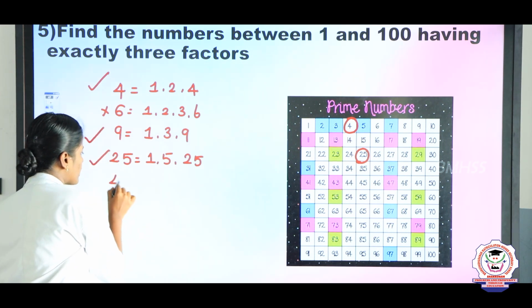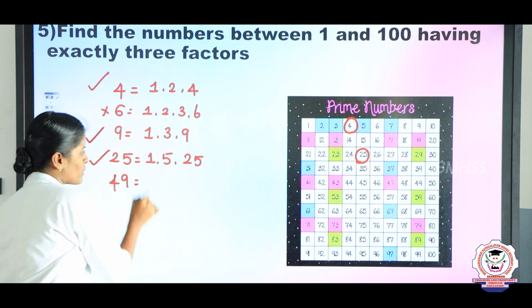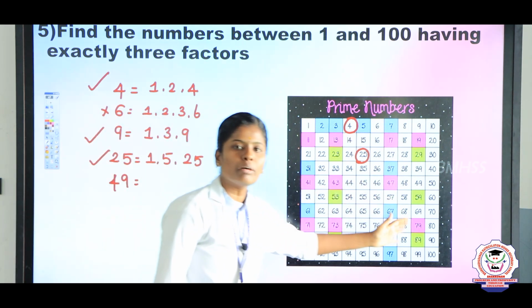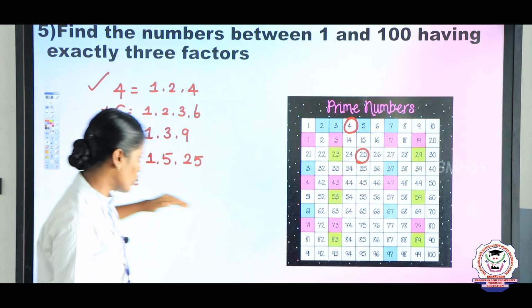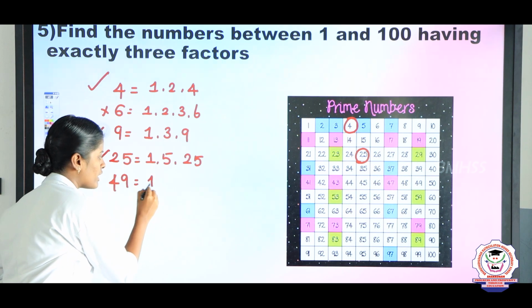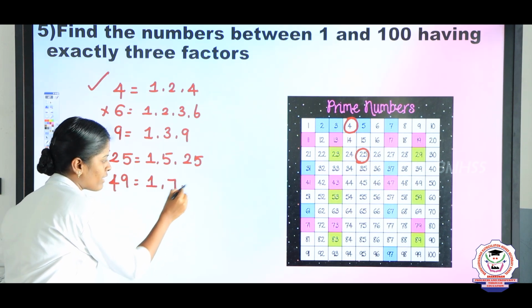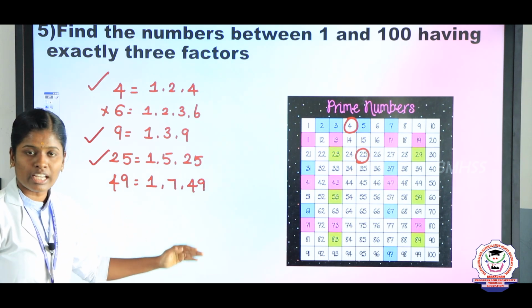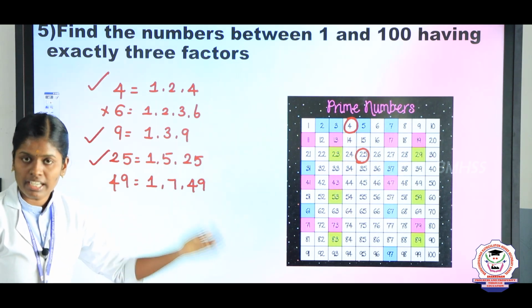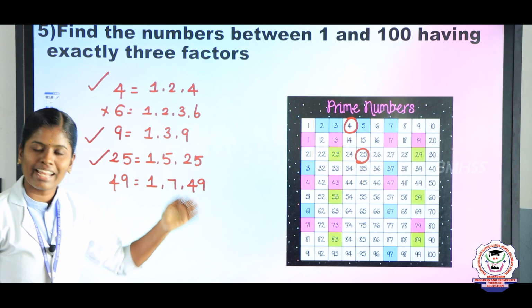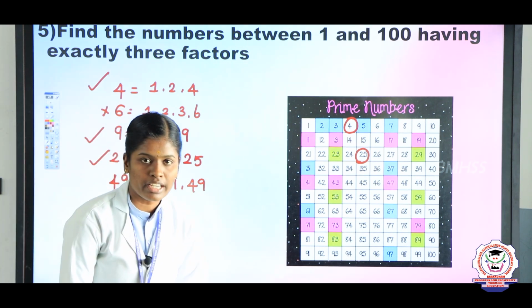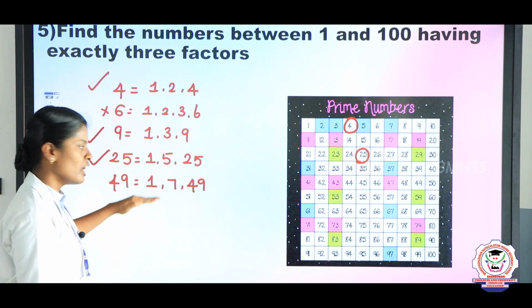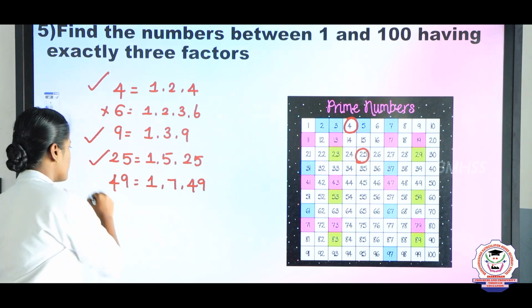Next, I will take 49. So, listen my children, between all the numbers you should check. Okay. So, 49, the factors of 49 are 1, 7 and 49. 1 49 is 49, 7 7s are 49 and 49 1s are 49. So, the factors of 49 are 1, 7, 49.